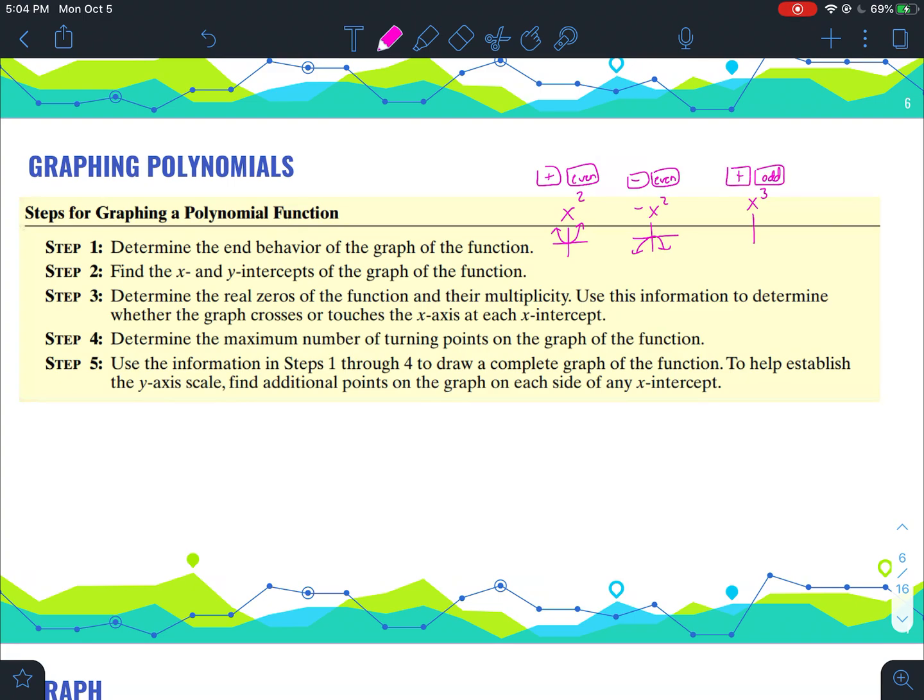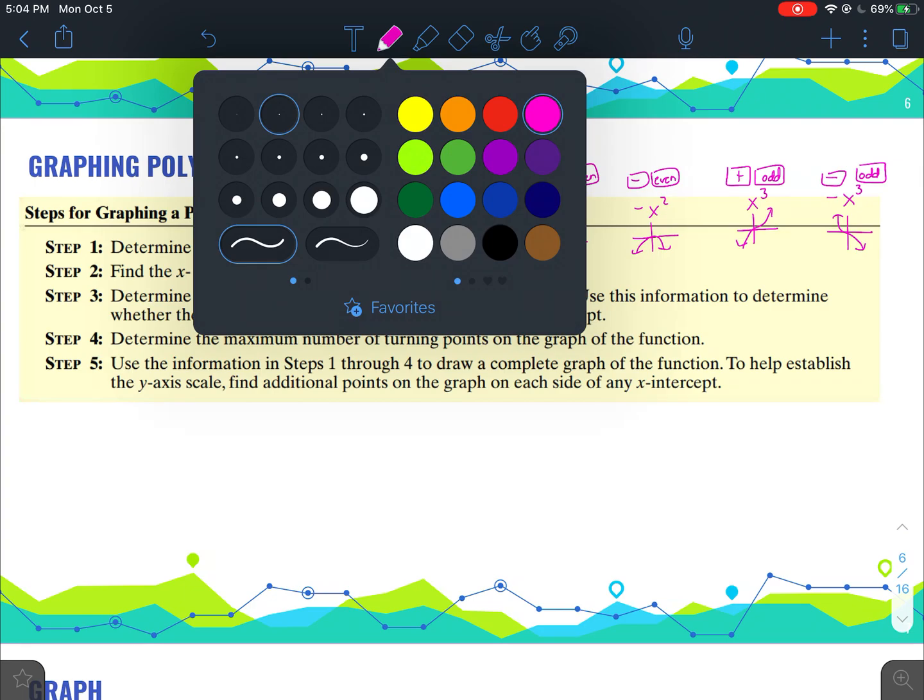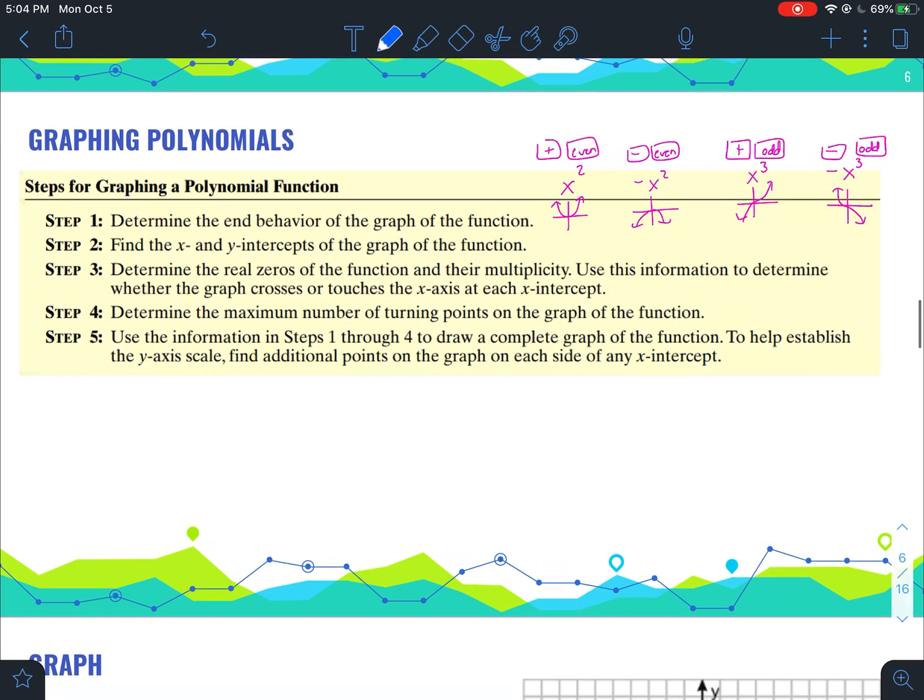If it's positive and odd, so a positive leading coefficient and the exponent is odd, it's the snake, and the end behavior starts down and ends up. And then if it's negative x cubed, so a negative leading coefficient and an odd exponent, the end behavior starts up and then ends down. So that's a review from last class, or maybe the class before.